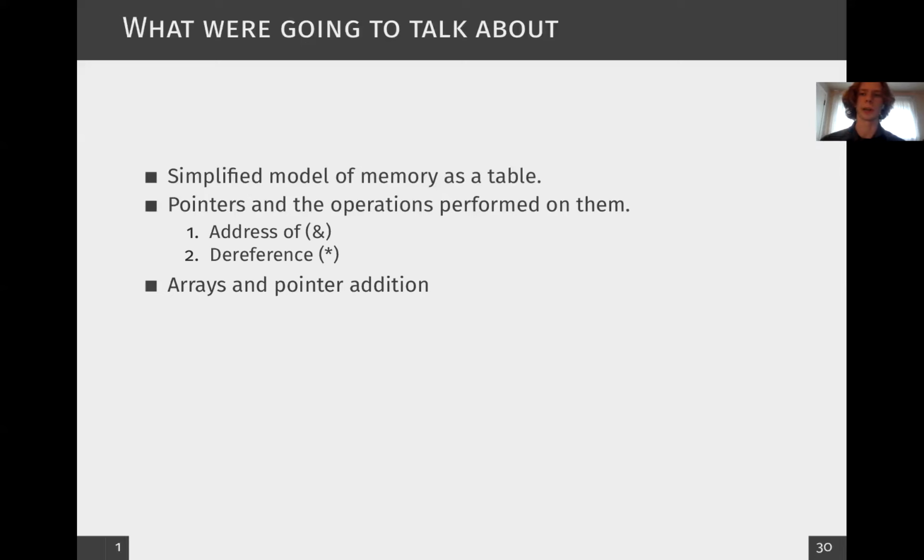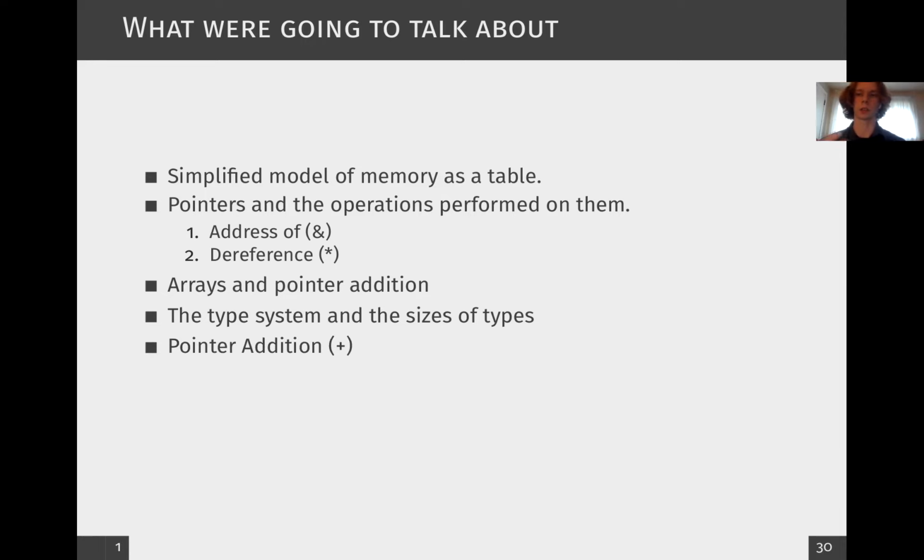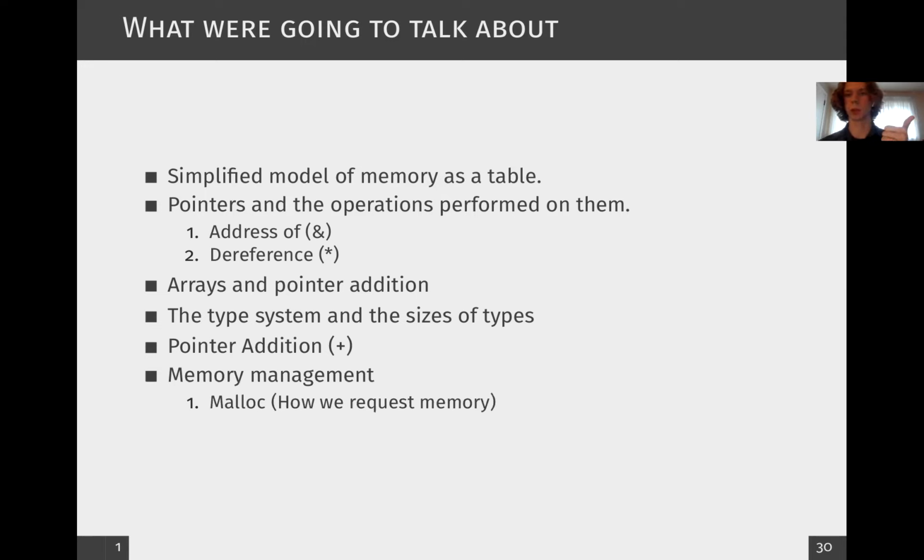But before we do that, we need to cover some other topics that are related to it, topics that use it. So we're going to talk about arrays and pointer addition. Then we're going to talk about the type system in C and the sizes of different types. Then we're going to discuss just pointer addition on its own and what it does. Then we're going to move on to memory management, where we're going to discuss malloc, which is how we request memory from the operating system, and free, which is how we return memory to the operating system.